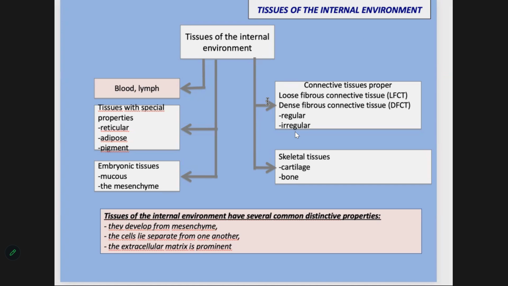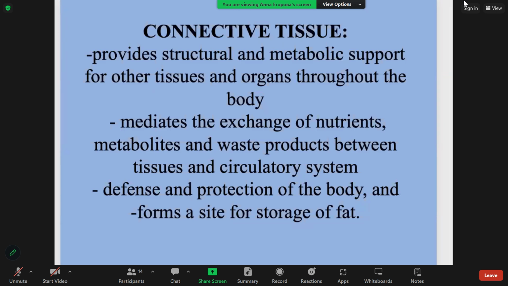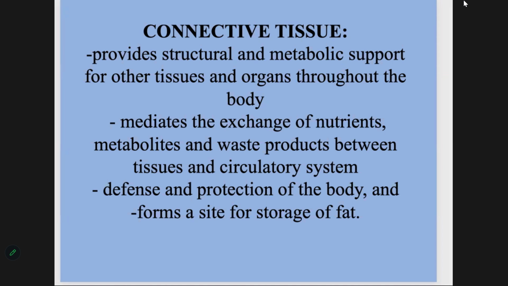So today we'll start to speak about the proper connective tissues and look at the main functions of proper connective tissues. The first function is to provide structural and metabolic support for other tissues and organs throughout the body. Second, proper connective tissues mediate the exchange of nutrients, metabolites, and waste products between tissues and blood circulatory system.